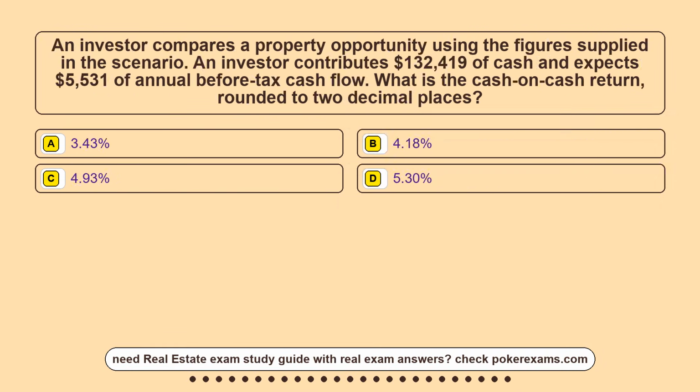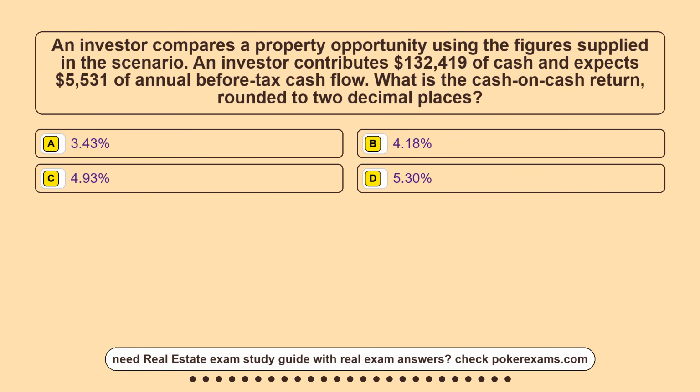Question 18. An investor compares a property opportunity using the figures supplied in the scenario. An investor contributes $132,419 of cash and expects $5,531 of annual before-tax cash flow. What is the cash-on-cash return, rounded to two decimal places?